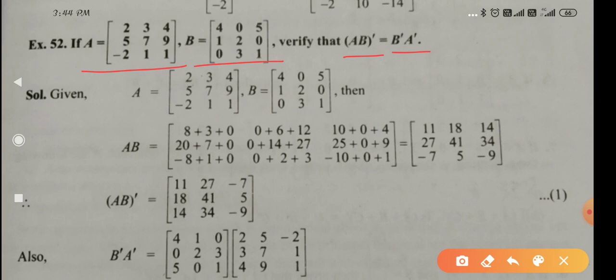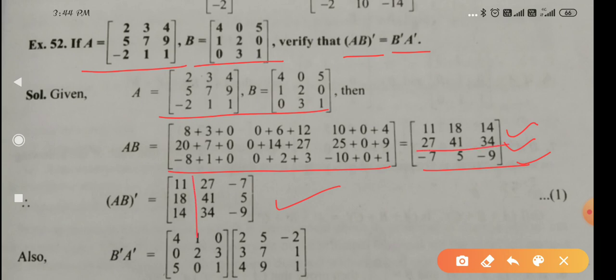So first of all AB you find. Just before I told you how to find AB. So it is coming 11, 18, 14, 27, 41, 34, minus 7, 5, minus 9. So it is product of AB. Its transpose, convert rows into column. 11, 18, 14 you write into column. 27, 41, 34 you write into column. Minus 7, 5, minus 9 you write into third column. So you have found LHS.